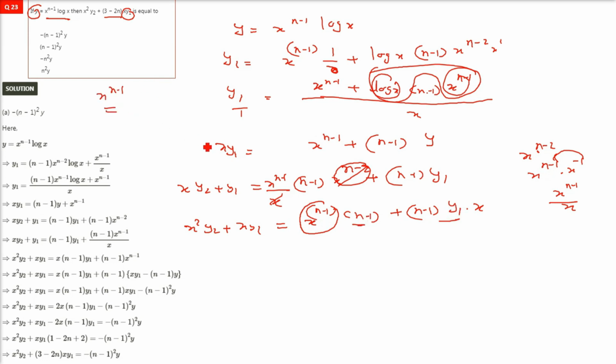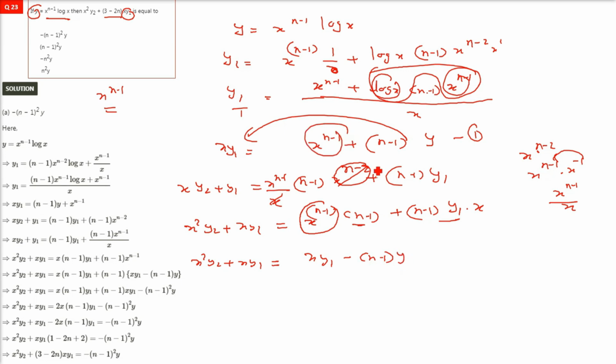x raised n minus 1 we will take from here, this particular step. Because n minus 1 into y can be taken on one side, x raised n minus 1 can be written as xy1 minus n minus 1 into y. So x square y2 plus xy1 will be equal to xy1 minus n minus 1 into y. N minus 1 is already there, and then we have x into y1 into n minus 1. I hope you have a better understanding now.